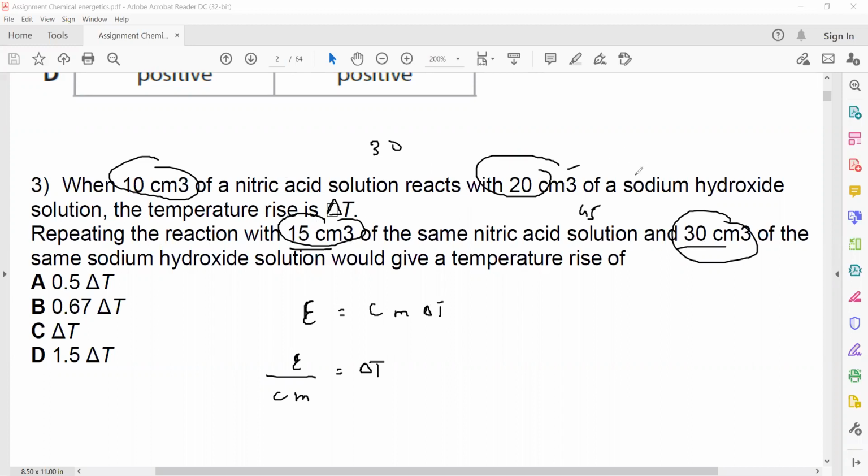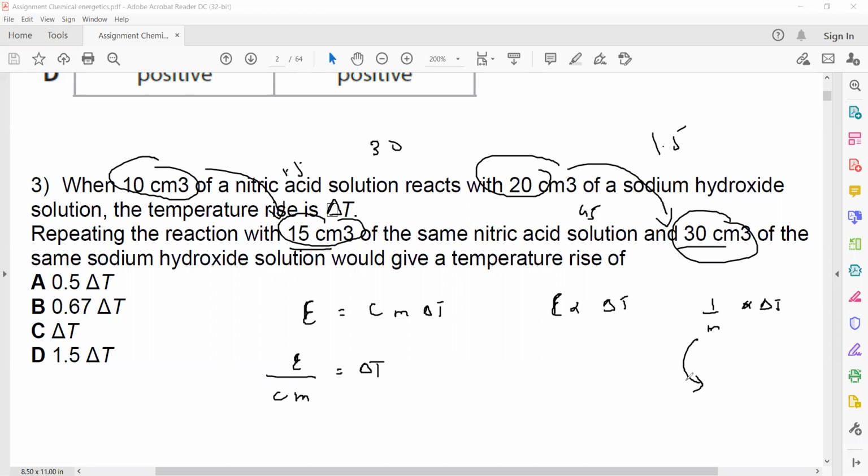So what we did, this is 1.5 times, this is also 1.5 times. So if we increase the amount, energy release will also increase. Specific heat is constant, so energy and temperature change are directly proportional, and mass and temperature change are inversely proportional.